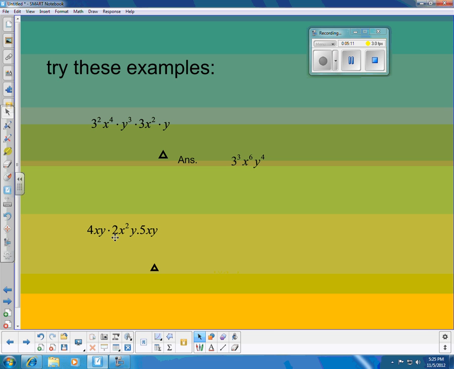What did you decide to do with this 4, the 2, and the 5 factors? Factors just imply multiplication, correct? Well, if you decided to multiply them, you are correct. 4 times 2 is 8, times 5 is 40. I have 4 factors of x multiplied together and 3 factors of y.